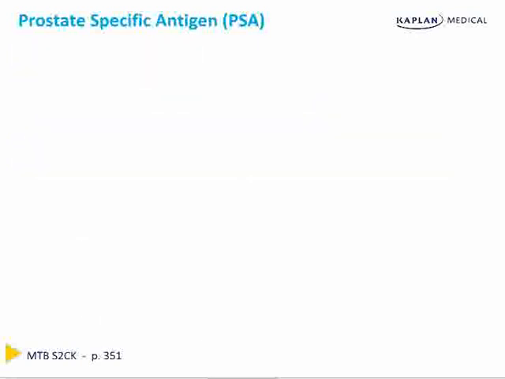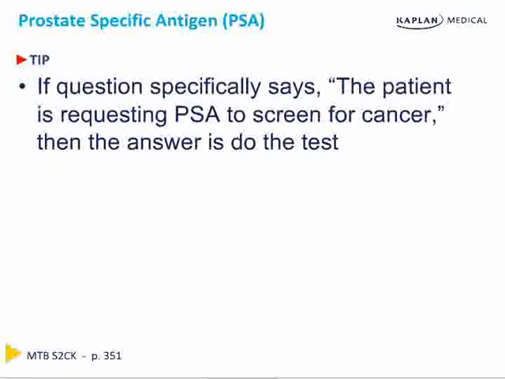Even though PSA screening isn't indicated for all men, the medical community does agree that PSA screening should be discussed between the patient and his doctor on a case-by-case basis. People with a strong family history or other risk factors for prostate cancer may benefit from screening. Therefore, on the USMLE Step 2, if you're faced with a question stem that mentions a patient is requesting a PSA test, the correct answer is to order that test for the patient.